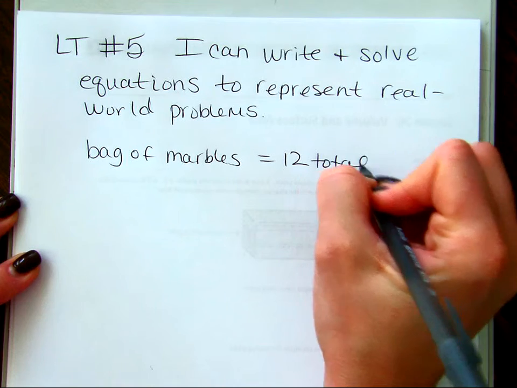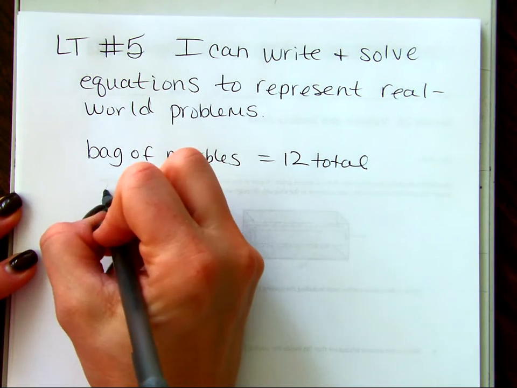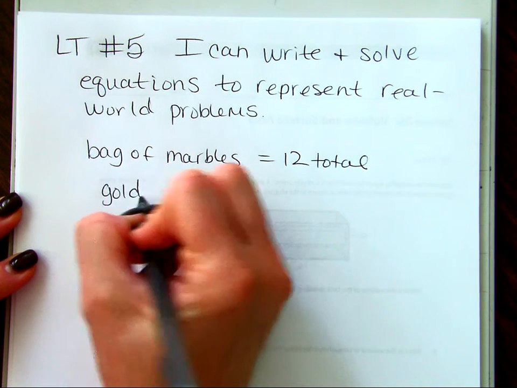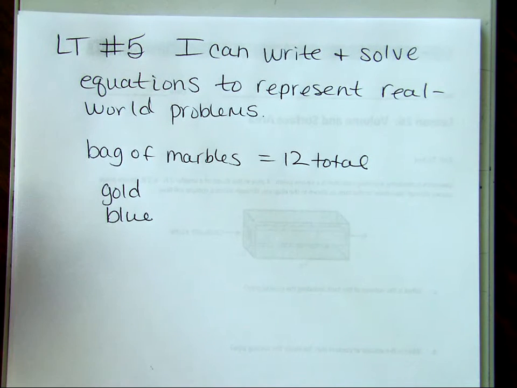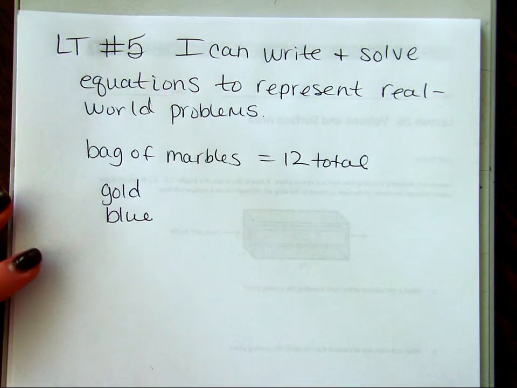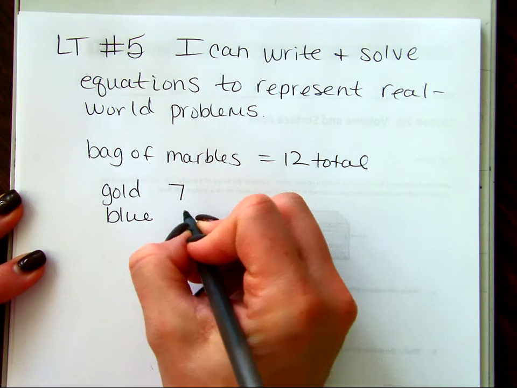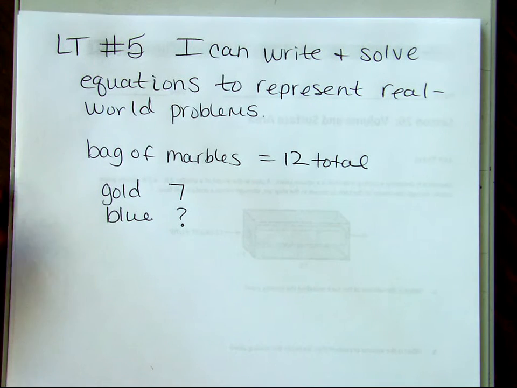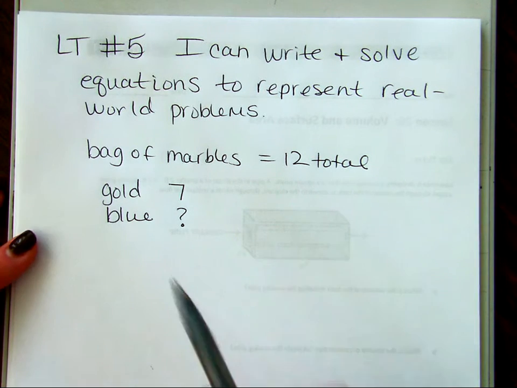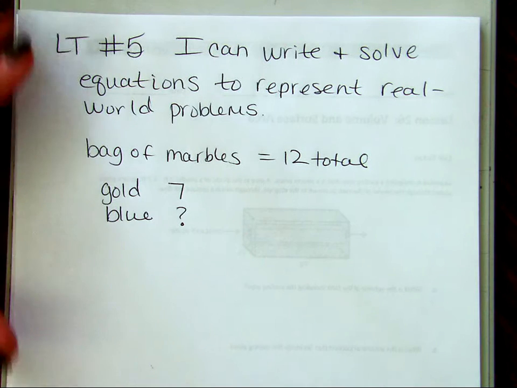in there, but there are two different color marbles. There are some gold and there are some blue. Oh, those two colors go so nicely together, don't they? So there are 7 gold and there are some blue, but I don't know how many. But I do know that together there are 12 total. Like, this is pretty simple, but I'm walking you through this process.